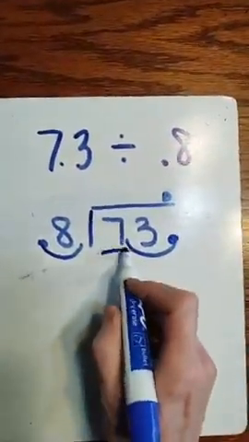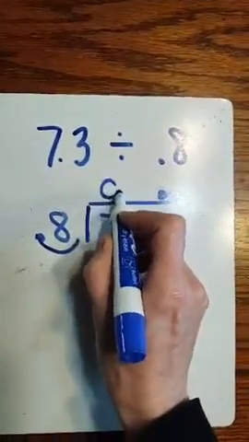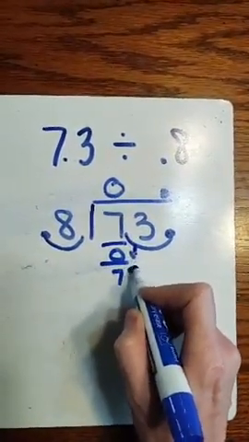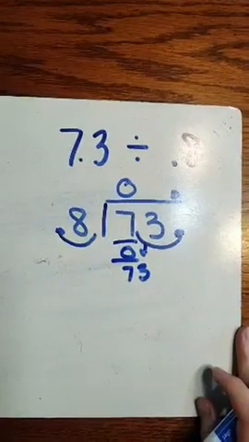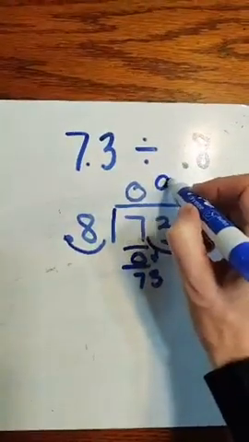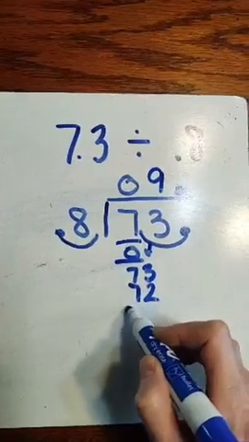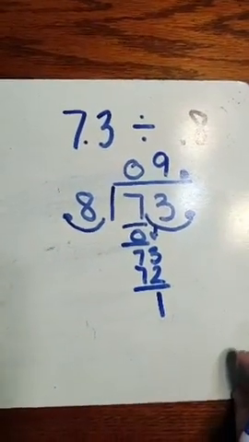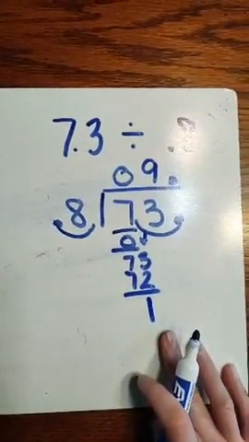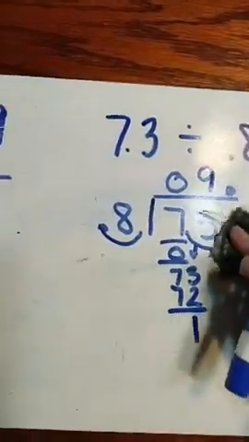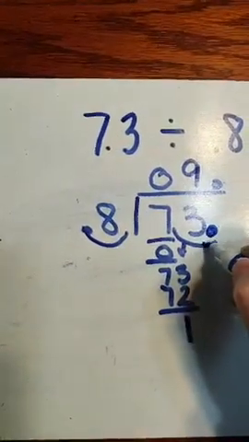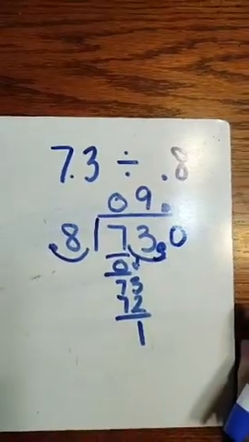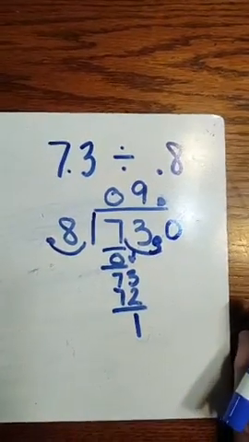Will 8 go into 7? No, it doesn't, so I put my 0. I subtract and bring my 3 down. Will 8 go into 73? Yes, 9 times. It's 72. I subtract and I have a 1. We've been talking about how I can't have a remainder with a decimal number. So I'm going to leave that decimal and add a 0. I have to keep adding zeros until I can divide without a remainder.